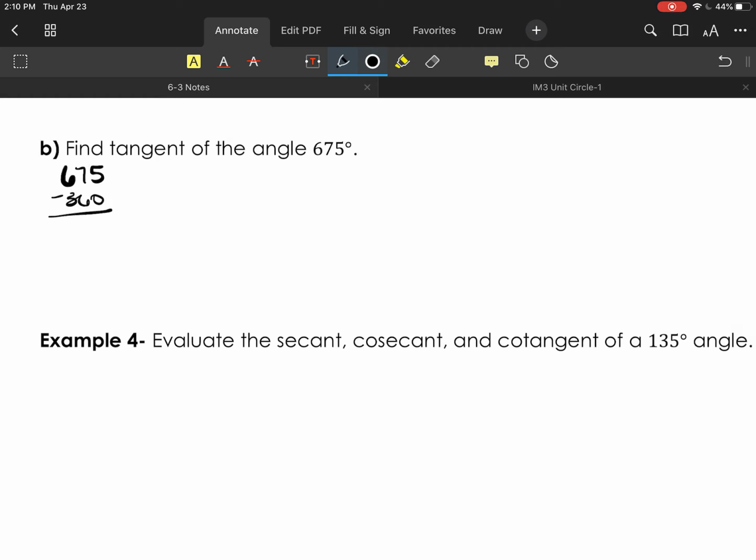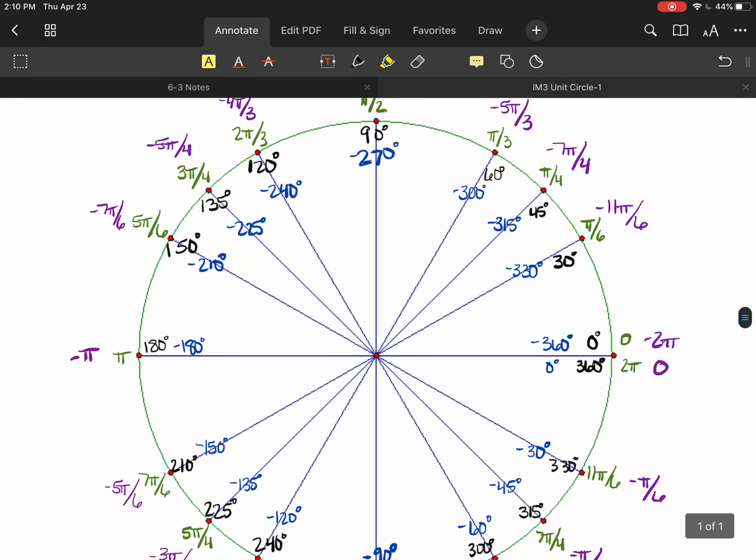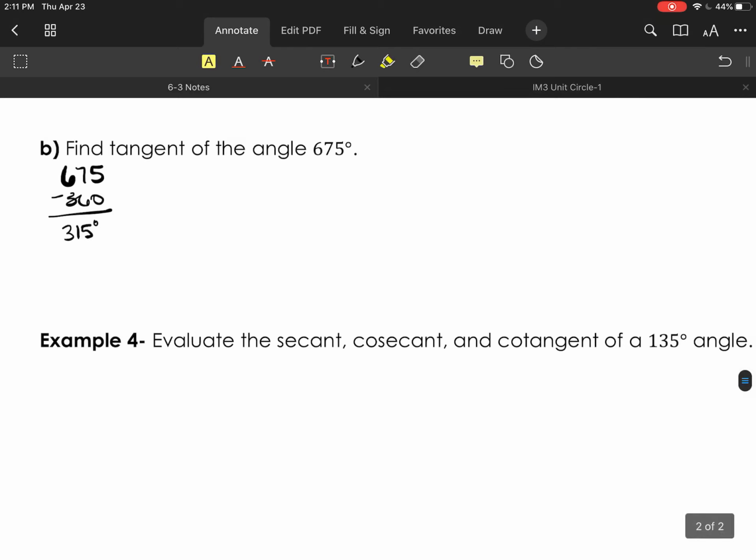To do that, I'm going to take 675 minus 360. So if you type that in your calculator, you should get 315 degrees. So if you look at your unit circle then, and you try to find 315 degrees, you'll find it, okay? It's right there. That would be a 45 degree reference angle because that's 45 degrees away from 360.